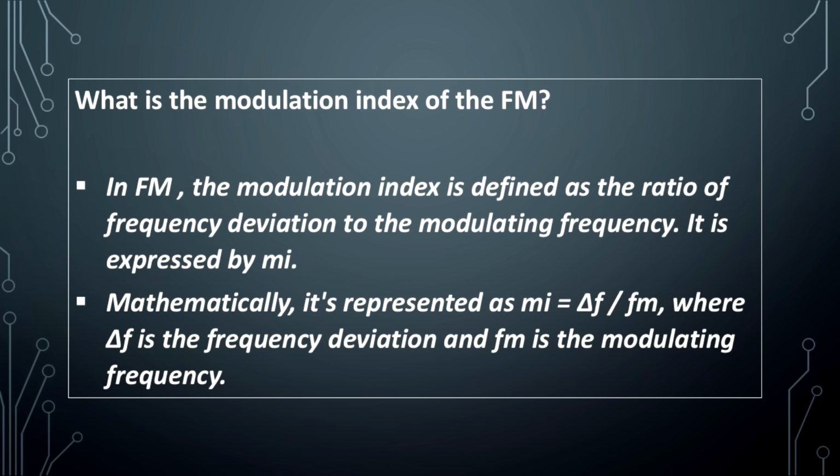What is the modulation index of the FM? In FM, the modulation index is defined as the ratio of frequency deviation to the modulating frequency. It is expressed by MI. Mathematically, it is represented as MI equal to ΔF divided by Fm, where ΔF is the frequency deviation and Fm is the modulating frequency.